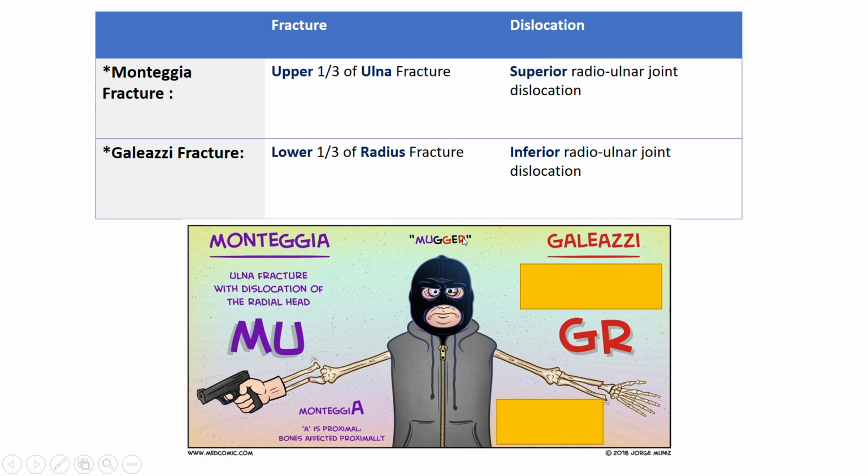On the other hand, in the word mugger, GR, so Galeazzi occurs with the radius fracture. And Galeazzi includes letter Z or ends with letter Z. Z is the last letter in the alphabet, so fracture occurs in the lower parts. Fracture occurs in the lower third of the radius and in the inferior radioulnar joint, the dislocation. So this is very important to be summarized, and it often comes in MCQ questions and short easy questions. So it's very important.